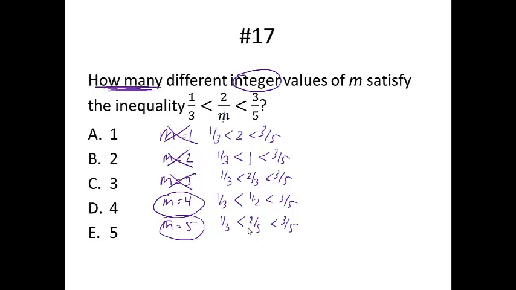If you're not sure if 2/5 is in between those, if you change them to decimals, this was 0.3 repeating, this is 0.4, and this is 0.6. So you could tell the decimal equivalents do work. All right, let's try m equals 6. So I'll do 1/3 is less than 2/6, which is 1/3, which is less than 3/5. And notice 1/3 is not in between those because it's equal to 1/3, so 6 didn't work, which means all the others are not going to work either. So 4 and 5 were the only ones that worked, which means there are 2 integer values that satisfy that inequality.